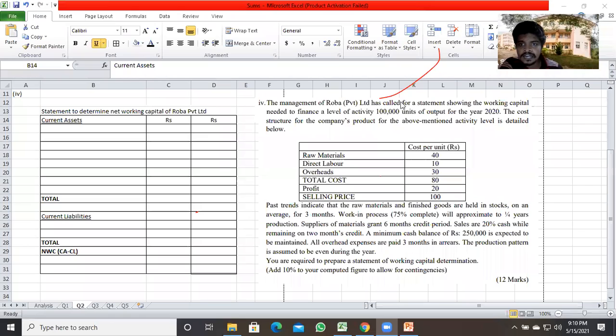Yes, good Jasima. 100,000 units, බලන්න පුතා, අවුරුද්දකට ලක්ෂයක් හදනවා. එහෙනම් 100,000 into 40. Okay, that is the case. That is the requirement for the year. Now it's saying past trends indicate that the raw materials and finished goods are held in stocks on an average for 3 months. අවුරුද්දකට ඕනේ 100,000 into 40. Then normally we are maintaining for around 3 months.